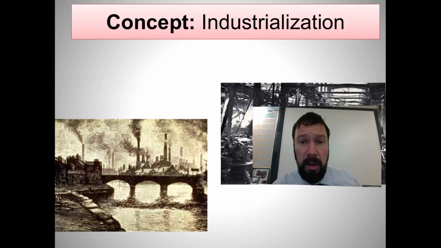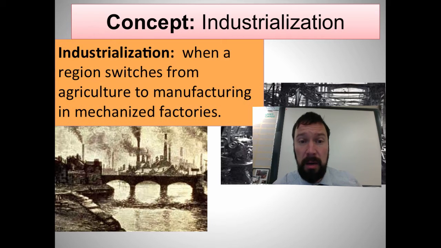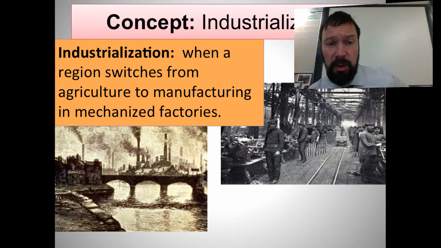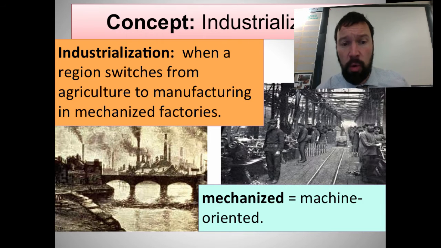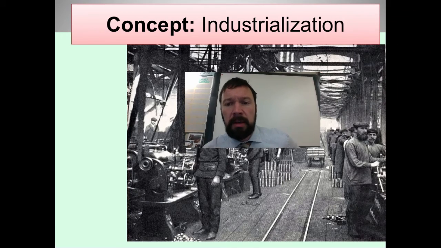The next concept, industrialization. It is a process. When a region switches from agriculture to manufacturing and mechanized factories, mechanized, of course, means machine-oriented. Check out these pictures. They should mean something to you. They're giving you a lot of hints as to what industrialization looks like, or looked like, and still looks like.